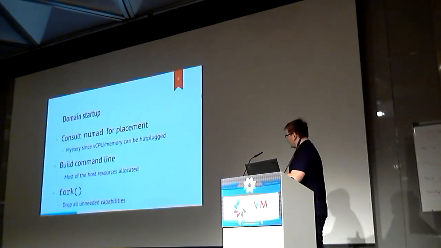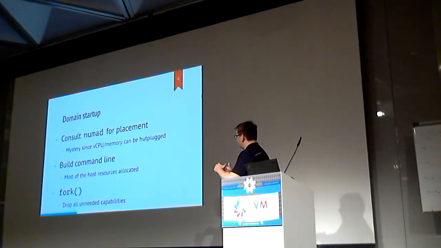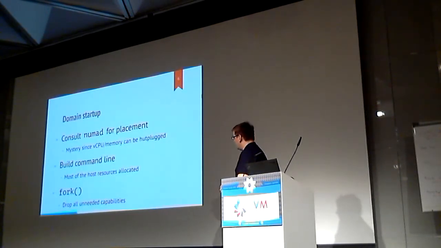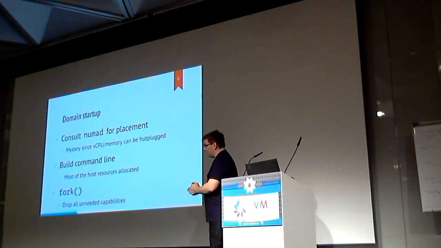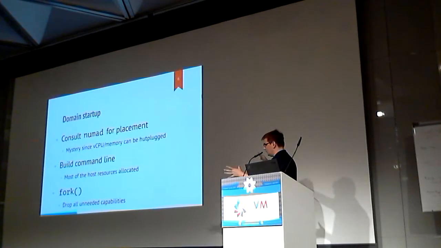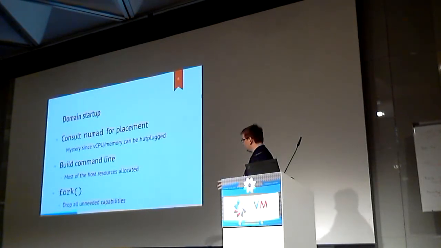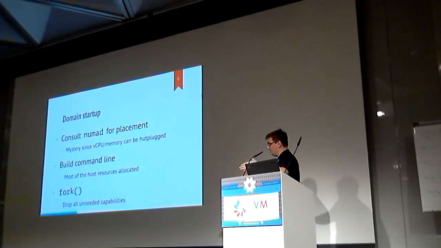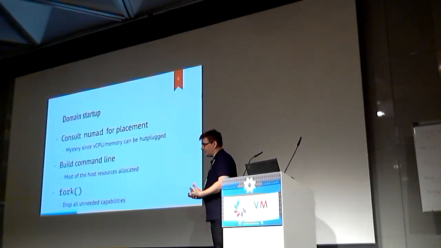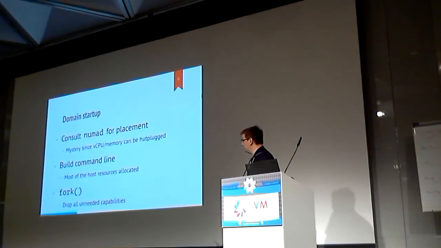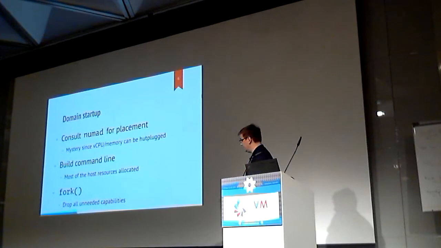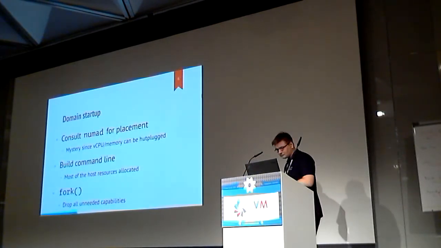Then the big time comes, and we do the fork. To enhance security, we drop all the unneeded capabilities, because the child will later become a QEMU process, so we drop all the capabilities that it's not going to need. For instance, one of the capabilities that we might preserve is the raw I/O capability to bypass the cache in the host kernel.